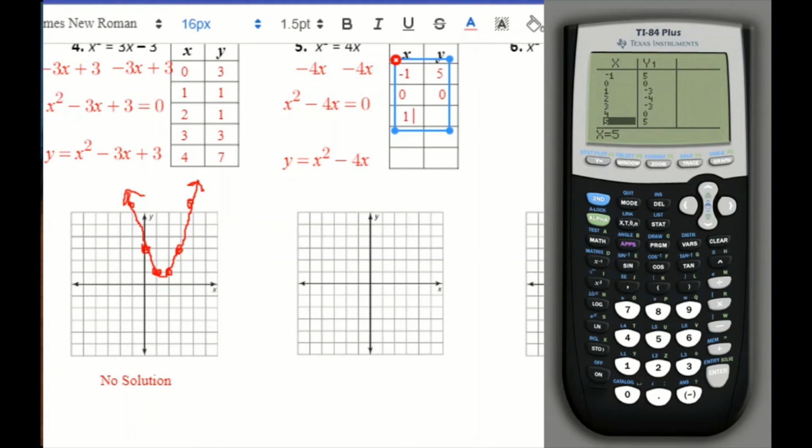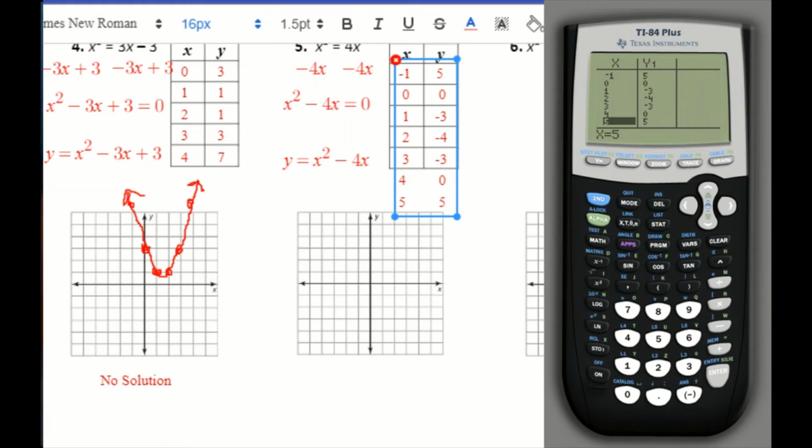Let's see, 1, negative 3. 2, negative 4. 3, negative 3. And just for fun, I'm going to throw in 4. I'm going to go all the way to 5 here. 4, 0, and 5, 5.